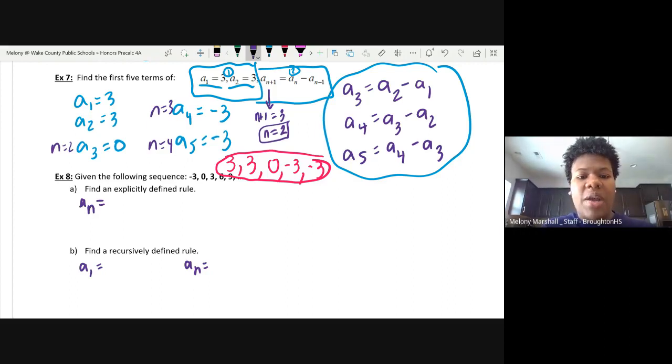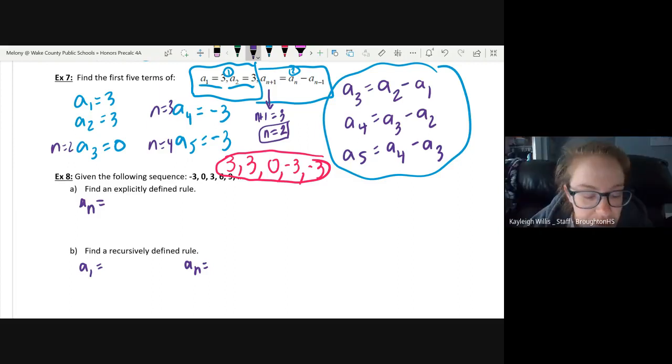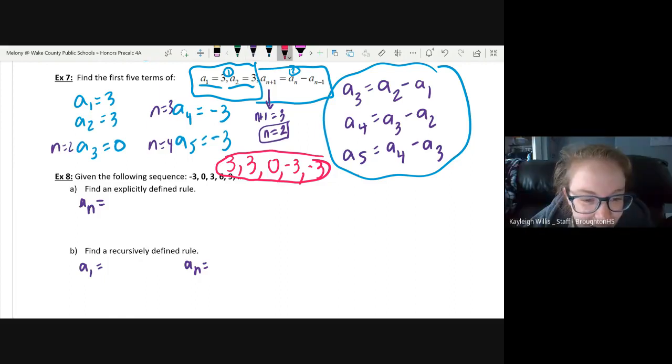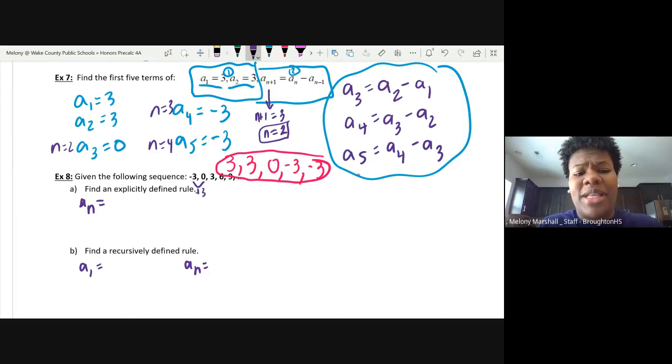Okay, so explicit. We need to figure out, is there a pattern to get from negative 3, 0, 3, 6? Do y'all see something? I think you're adding 3, maybe. Let's see. Add 3, that's 0. Add 3, that's 3. Add 3, and that's 6. Yes!